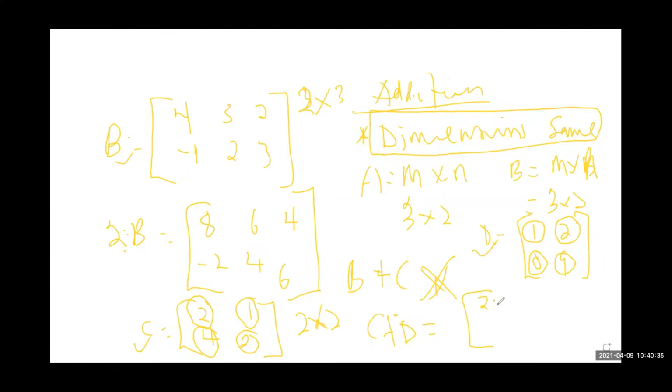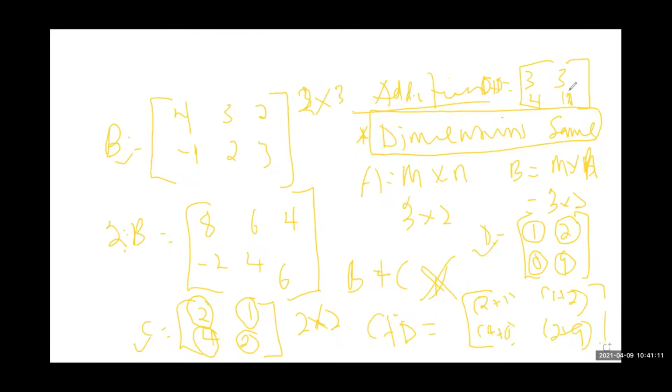So I'll have 2 plus 1. Then I'm going to have 1 plus 2. The next one is 4 plus 0. Then 2 plus 9. This should give me 3, 3, 4, and 11. So matrix C plus D equals 3, 3, 4, 11. That is how you perform the addition.